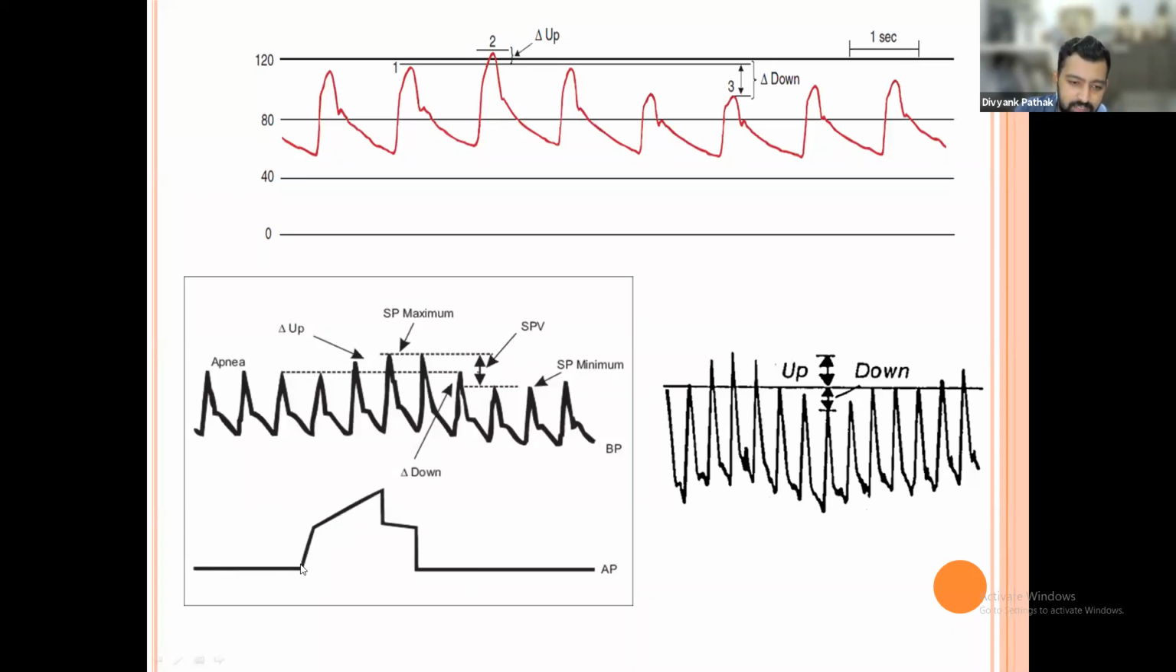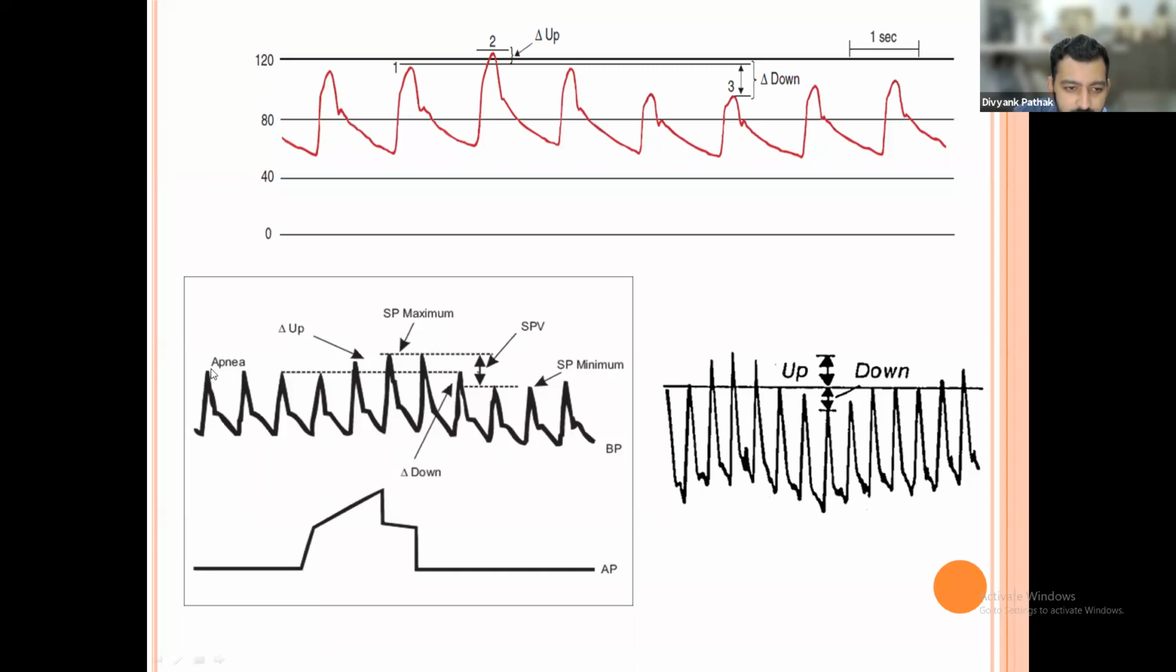Now you can see that this is the pressure waveform of a ventilator, pressure controlled ventilation. Now when the pressure is released, there is an increase in BP. The waveform changes, goes up. Now how do we determine whether there is fluid responsiveness or not?